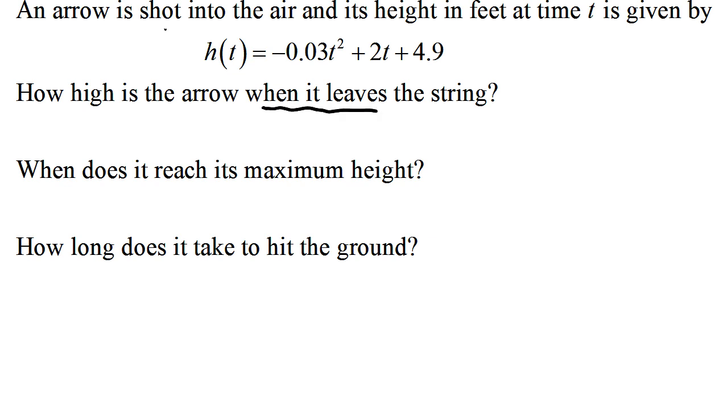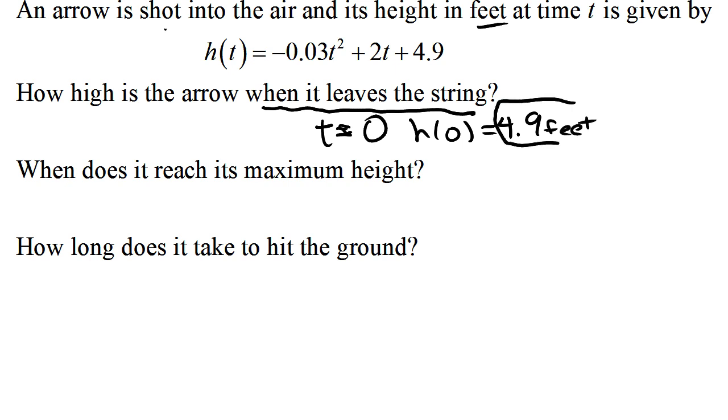When it leaves the string, that's at time t equals 0. So h of 0 is just 4.9. The units is feet. And so that's how high off the ground it is at time 0 when it's leaving the string.